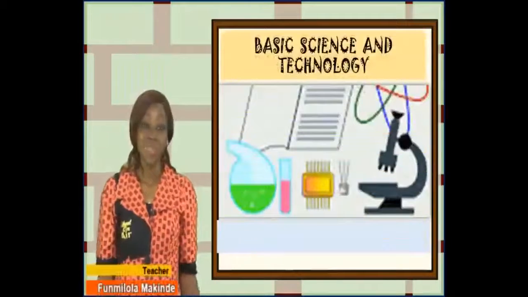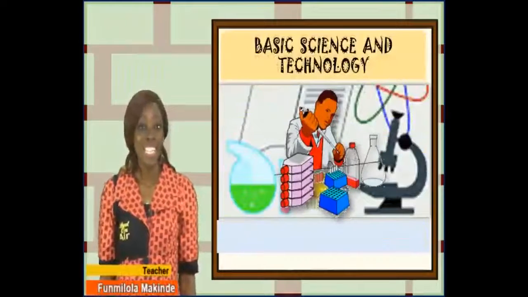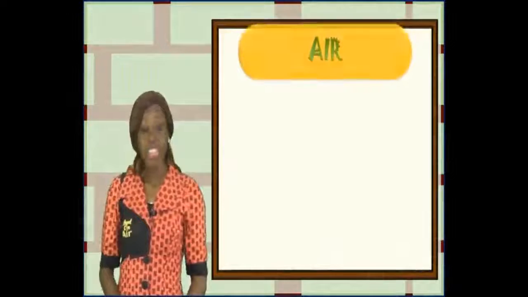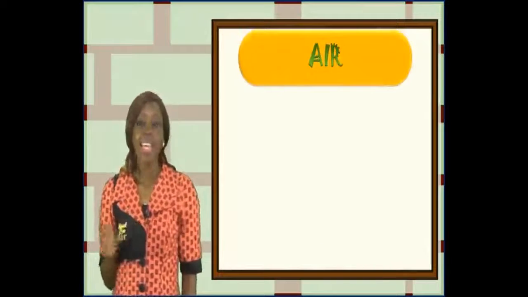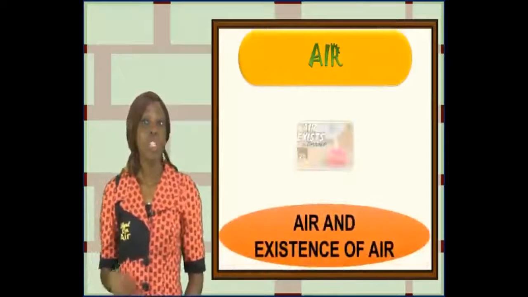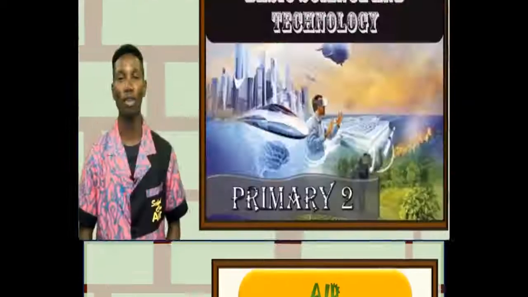Hello again, lovely pupils. This is the Basic Science and Technology class for Primary 1. Today we're looking at air. Air, A-I-R, is our topic for today. And for that, we're going to be looking at air and the existence of air.